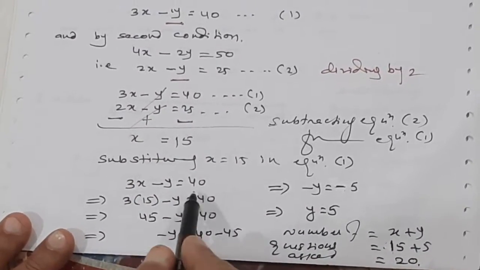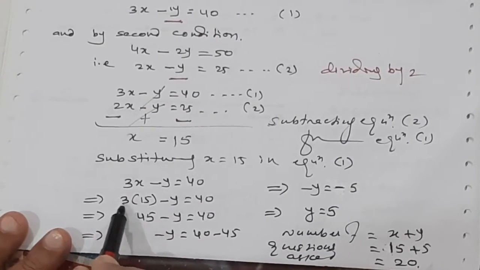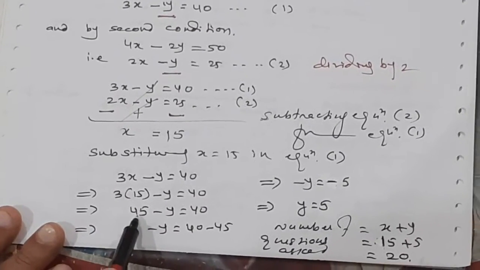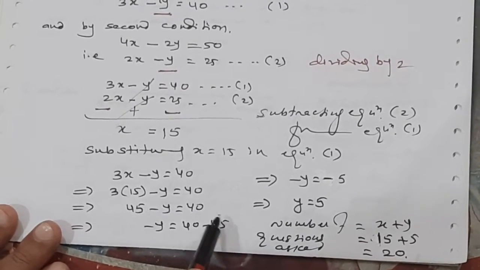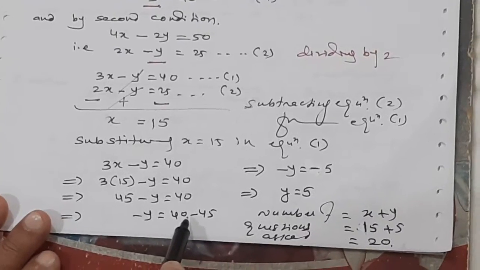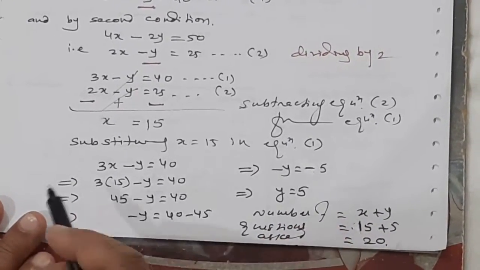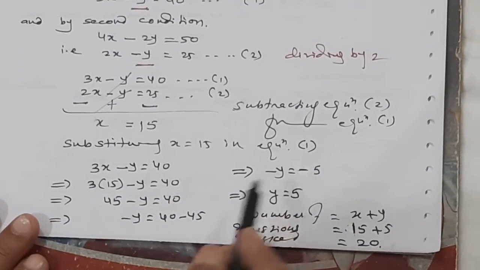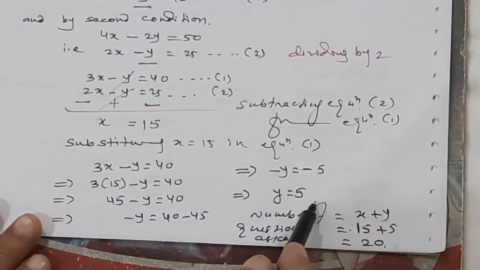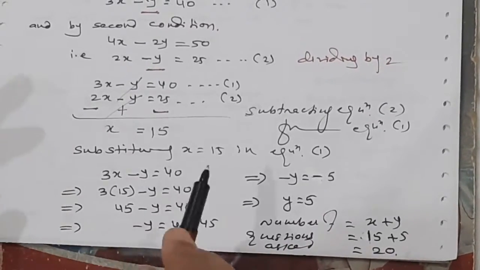So we are substituting in equation number 1. So replace x by 15. 3 into 15, 45. 45 taken to the other side, so it becomes minus 45. So minus y is equal to 40 minus 45. That is minus y is equal to minus 5. So the negative sign gets cancelled. y is equal to 5. So what is y? Wrong answers. What is x? Correct answers.